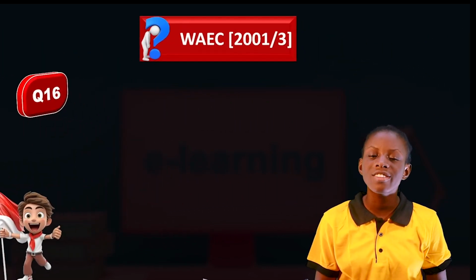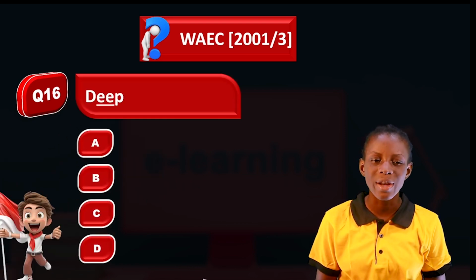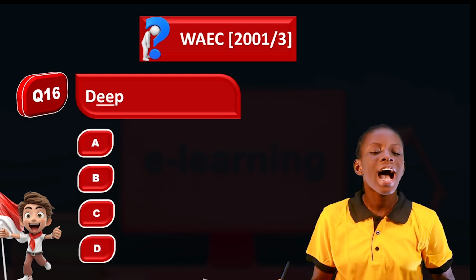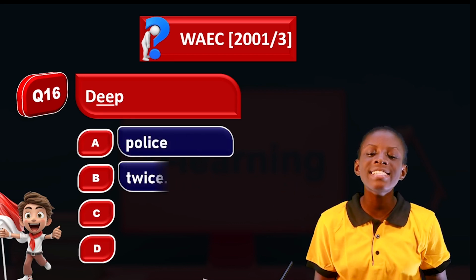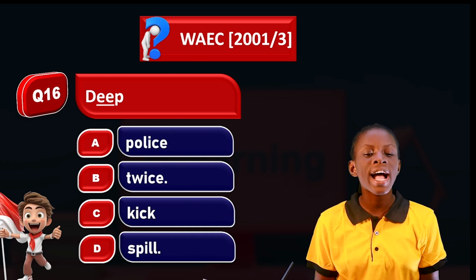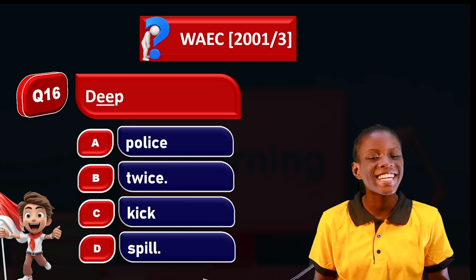We have in the year 2001, question 3. What I could ask this lovely question. Have our given word to be deep, deep. And options are police, twice, kick, and spill. Police, twice, kick, and spill. So what's your answer?